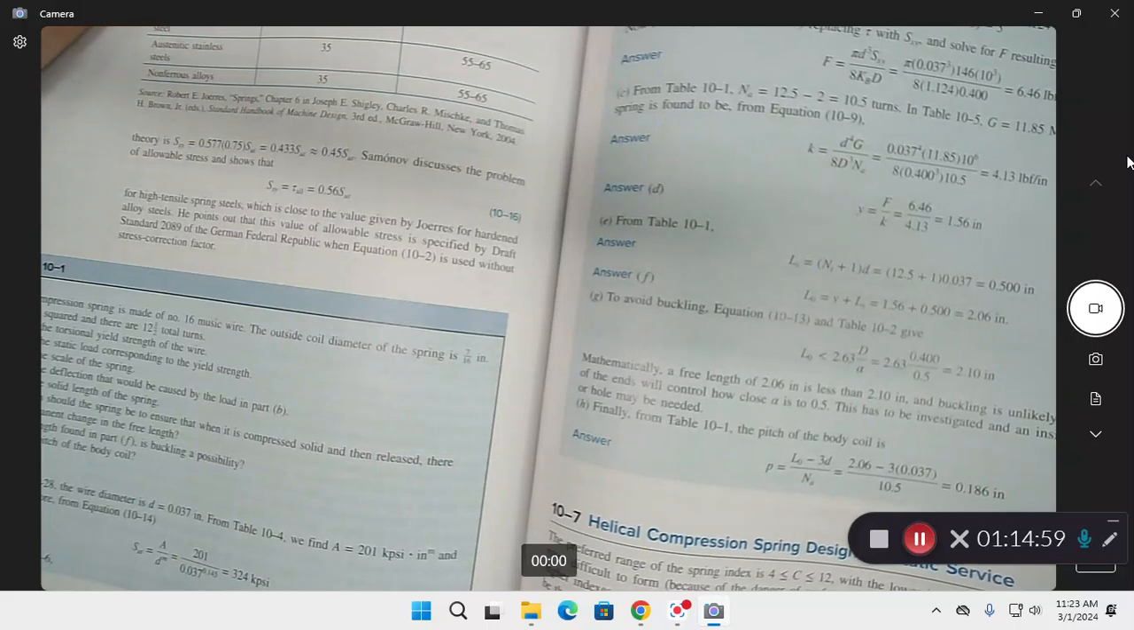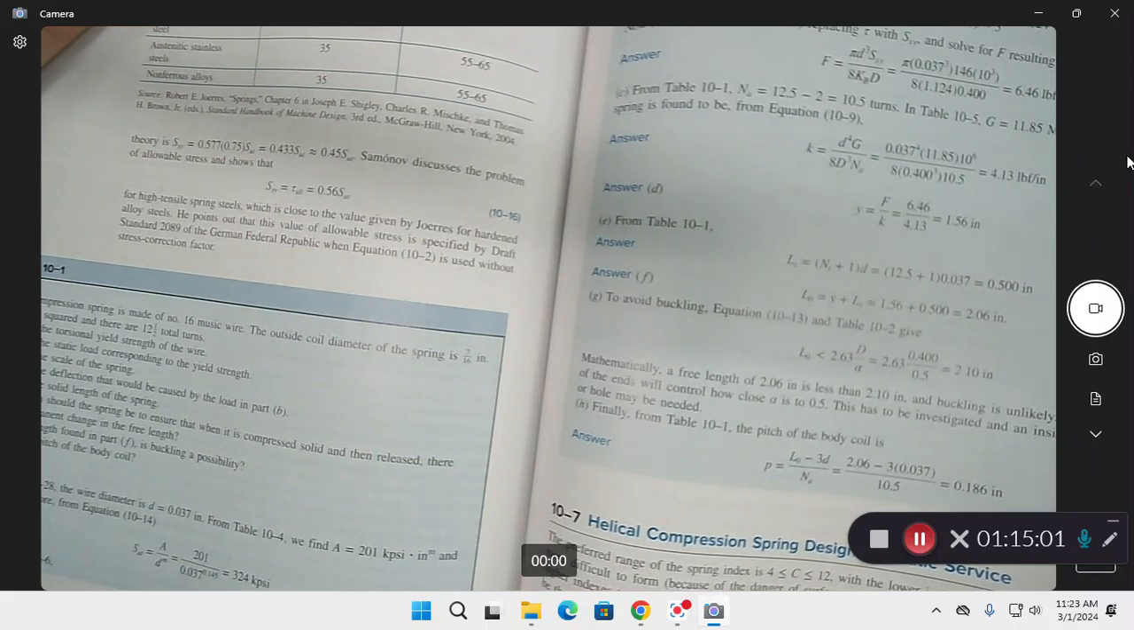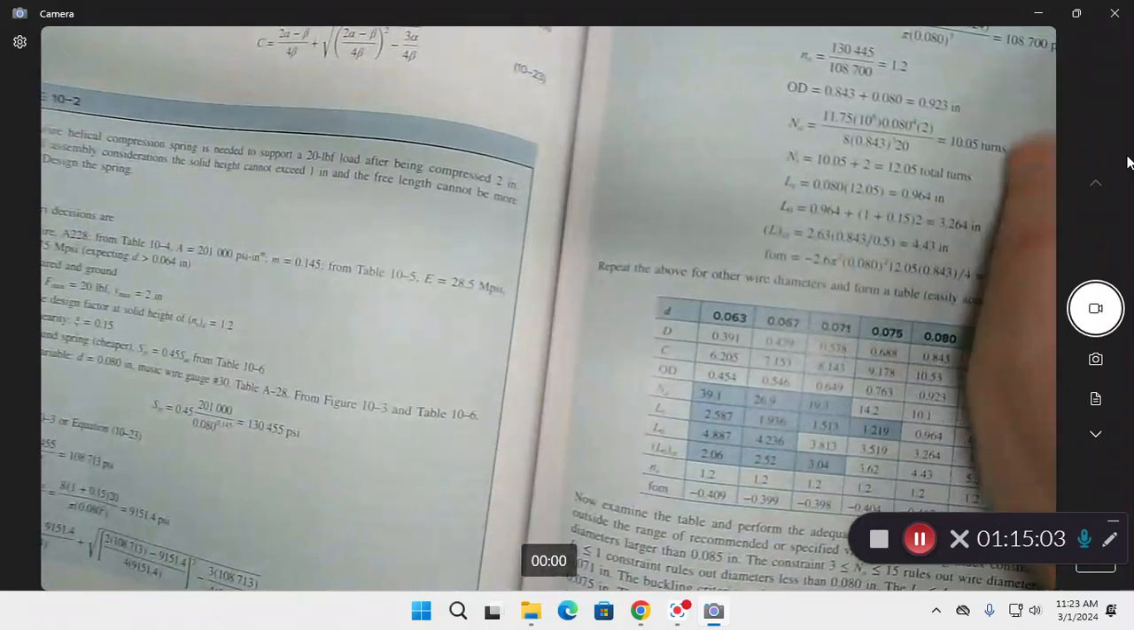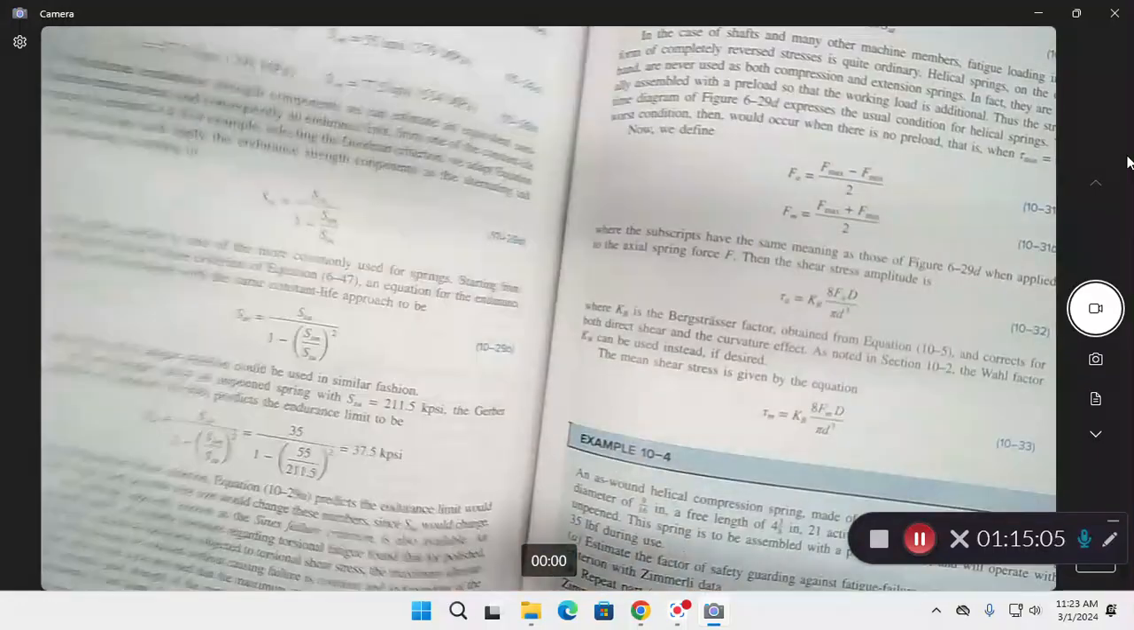All right, so far we haven't done a bearing problem. Is that true? I think it is true.